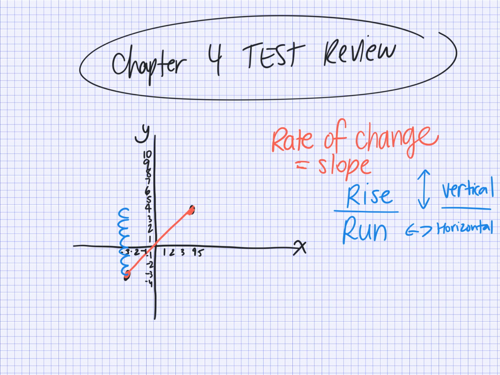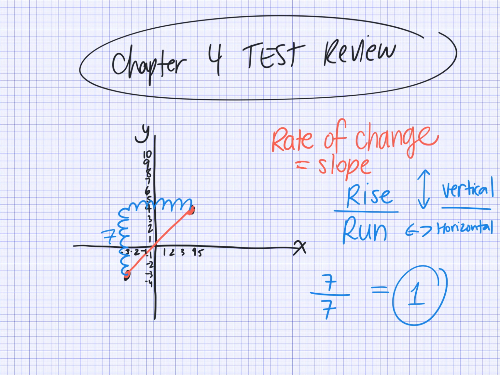So is that the rise or the run? Is 7 the rise or the run? Rise. And the run, 1, 2, 3, 4, 5, 6, 7. Hey, it's 7 over 7. What does that equal to? What's 7 divided by 7? So this has a rate of change of 1.